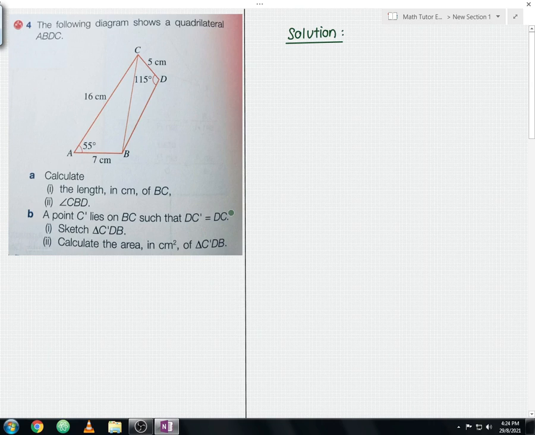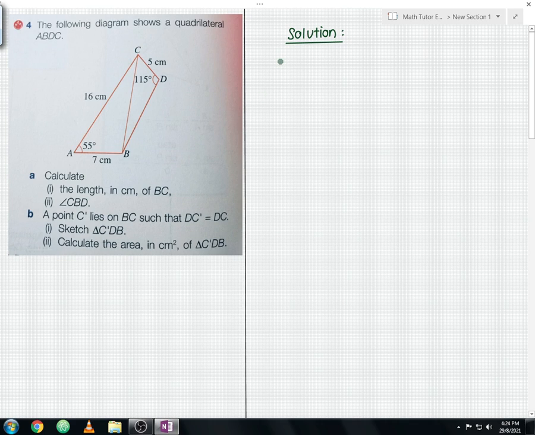A point C prime lies on BC such that DC prime is equals to DC. So for the question part B, they ask us to sketch triangle C prime DB and calculate the area in centimeter square of triangle C prime DB. So this is the overall question.